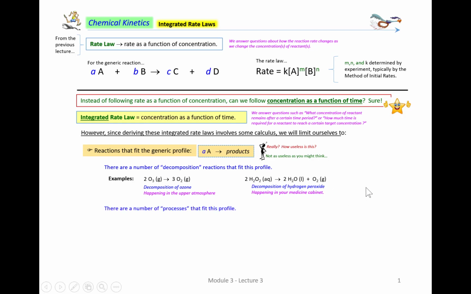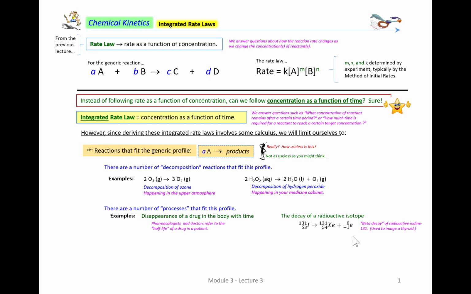There are a number of what you might call processes that fit this profile. Probably the most common would be the disappearance of a drug in the body with time. Pharmacologists and doctors refer to the half-life of a drug in a patient. We'll talk about half-life in the second part of this lecture.